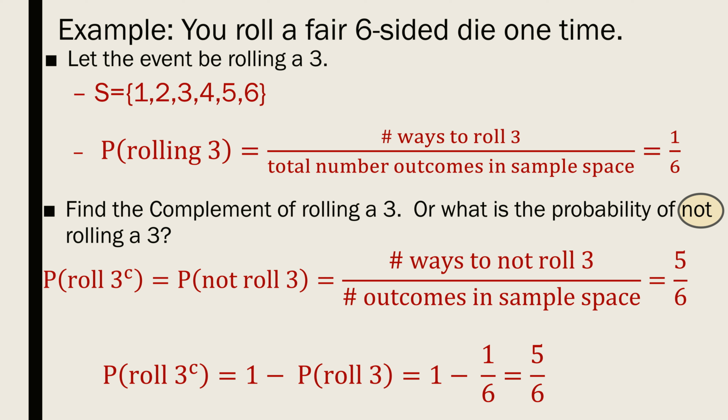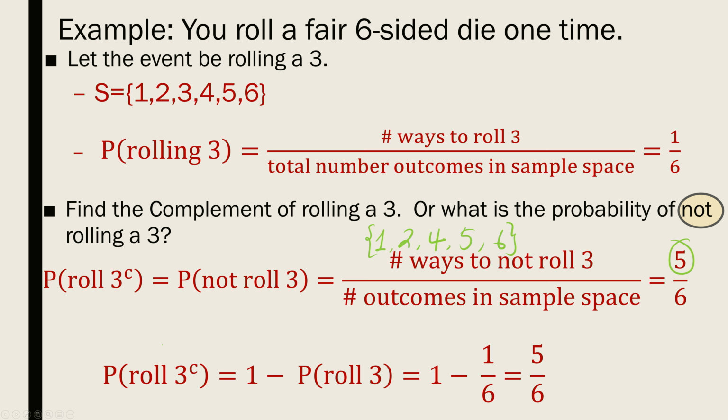Now let's find the complement of rolling a 3, or what is the probability of not rolling a 3. The probability of not rolling a 3 should be calculated as the number of ways to not roll a 3, which contains the numbers 1, 2, 4, 5, 6. So there are 5 ways to not roll 3. And the number of outcomes in the sample space is still 6.